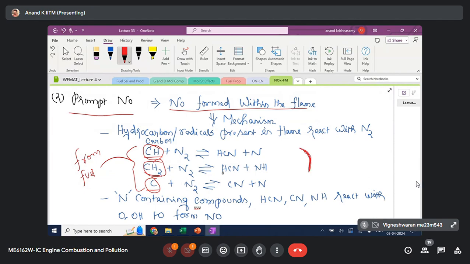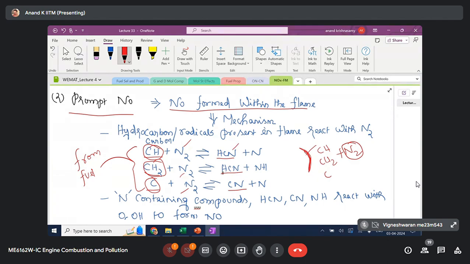Okay. So this CH or CH2 or C, what these radicals will do is they will combine with nitrogen. Nitrogen is available at a higher concentration because we are combusting with air. Air consists of 79% nitrogen by volume, as we have discussed. So you always have nitrogen availability in the engine cylinder, including the flame zone. This radical within the flame will react with this nitrogen and form some nitrogen containing intermediate compound. This HCN or CN are called intermediate compounds containing nitrogen.